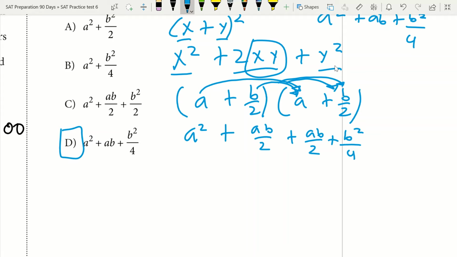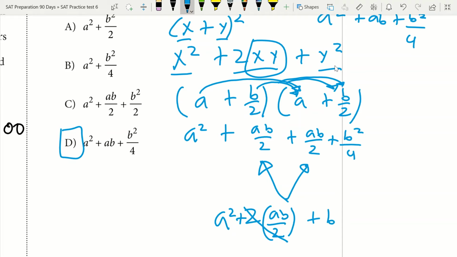Okay, now we see that we have 2 of these terms right here, right? I'll put arrows going towards them. So you see that? So obviously we have 2ab over 2. We have 2 of them. We are adding them. So we see our 2's are going to cancel there, and we're going to have ab, a squared plus ab plus b squared over 4. So our answer there is obviously going to be D.